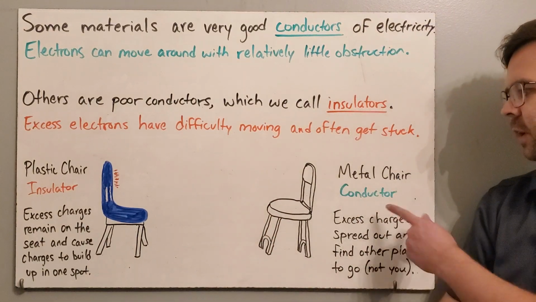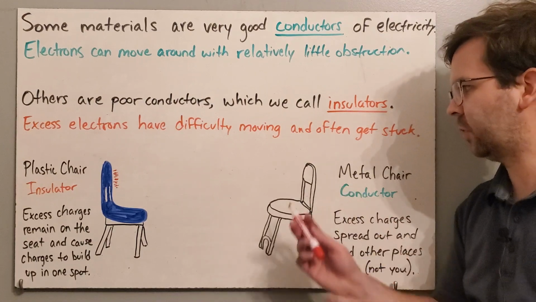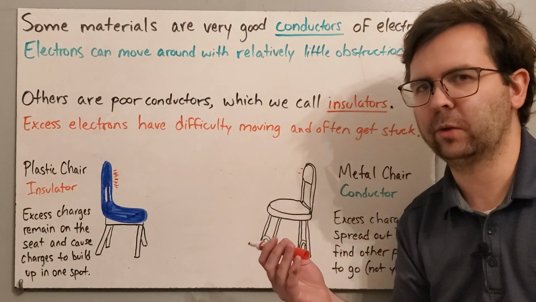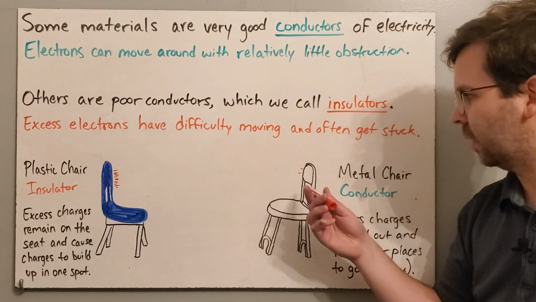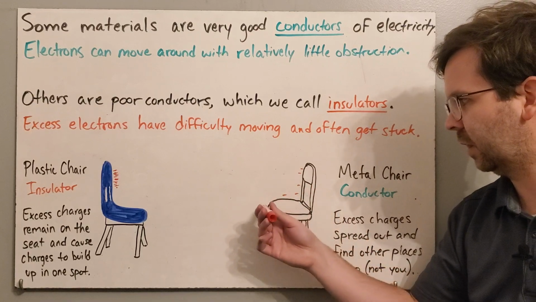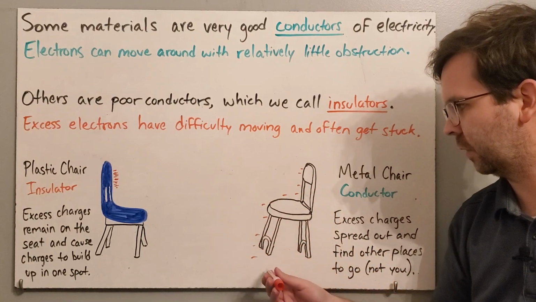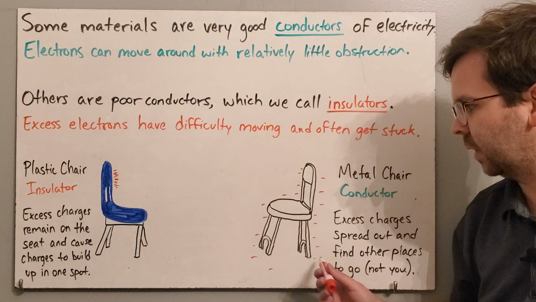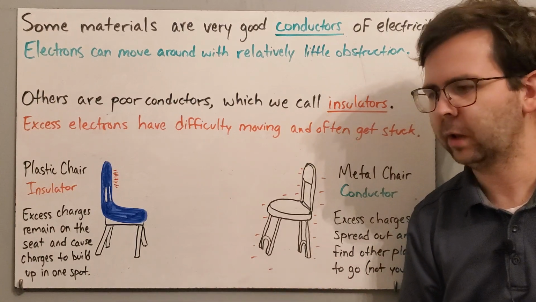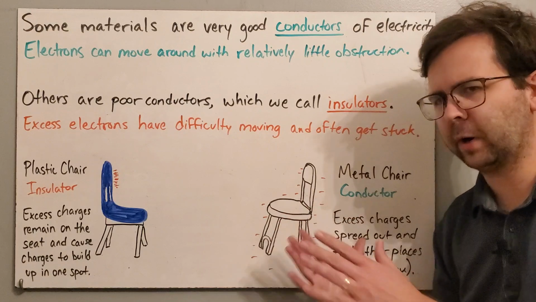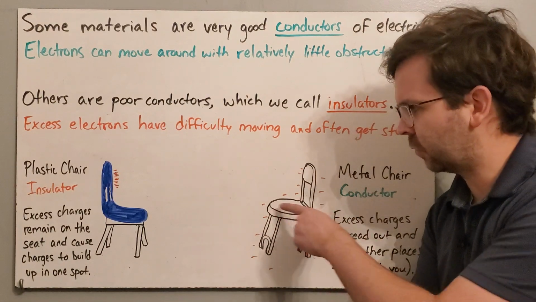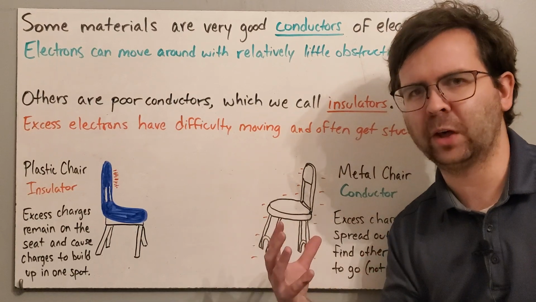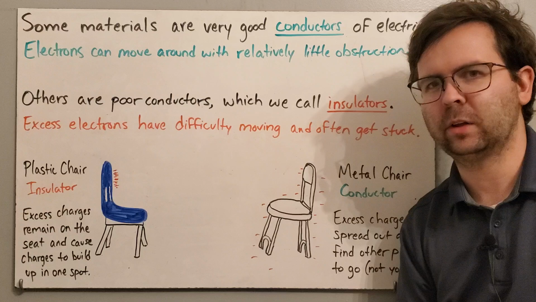Now, a metal chair, on the other hand, is a conductor. And if you have excess electrons deposited on one part of the metal chair, then because metal allows electrons to move freely, the electrons can spread out on the chair and eventually find places to go, like the ground, for example. And so they don't actually stay in one place, but instead they freely move around. And it's interesting to note they spread out because if you think about it, electrons are all negatively charged, and negative charges want to repel each other. They try to spread out in a conductor.